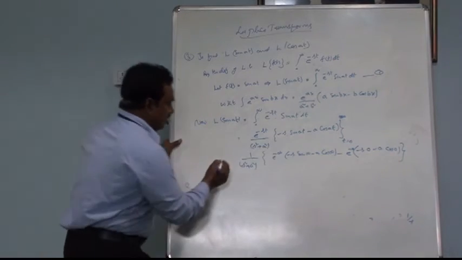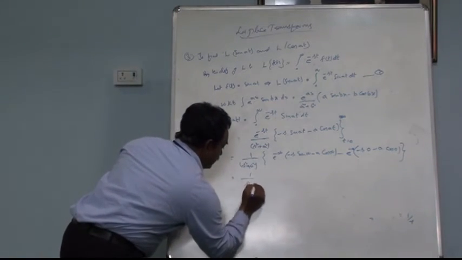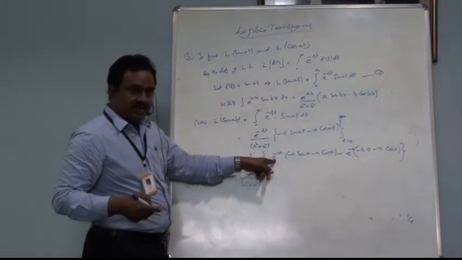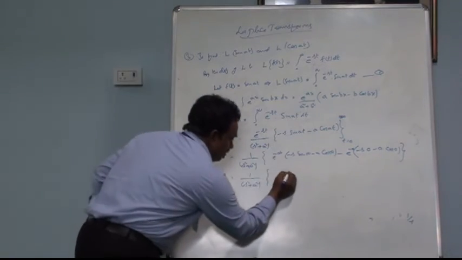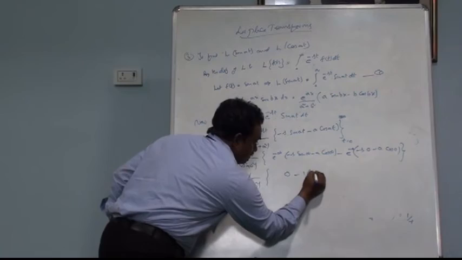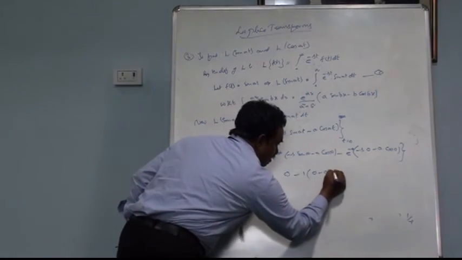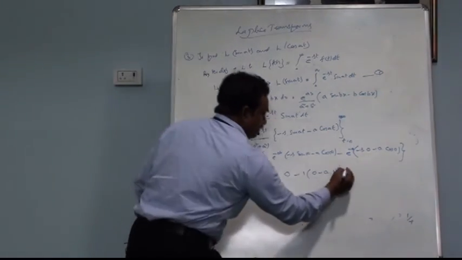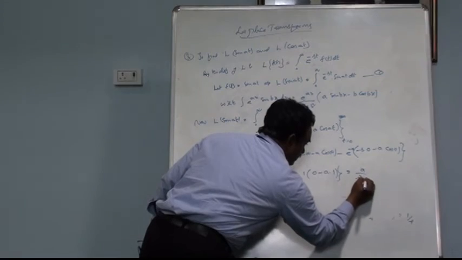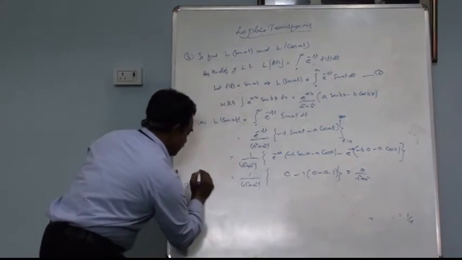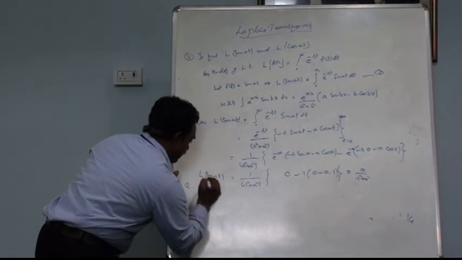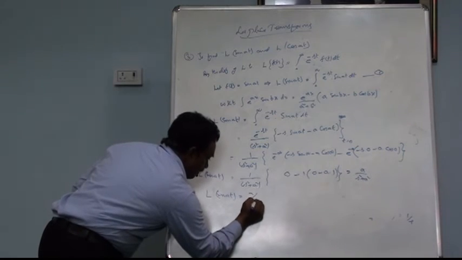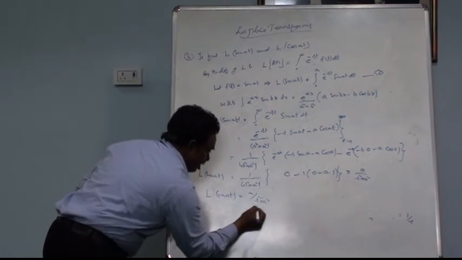Now if we simplify this, you will get 1 by s square plus a square. Everything in the first part is 0. Why? Because e power minus infinity is 0, and 0 into something is 0. This becomes 0. Minus 1 into 0 minus a into cos 0, which is 1. Now, if you simplify, finally we get a by s square plus a square. Thus, L of sin at is equal to a by s square plus a square.